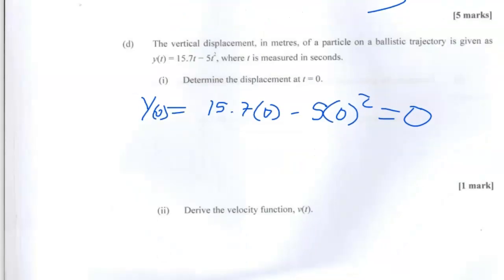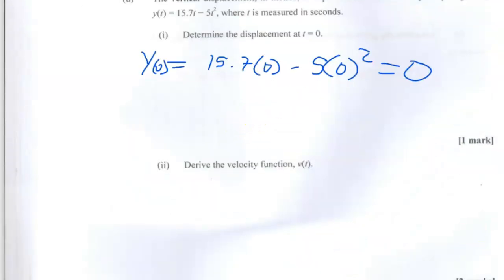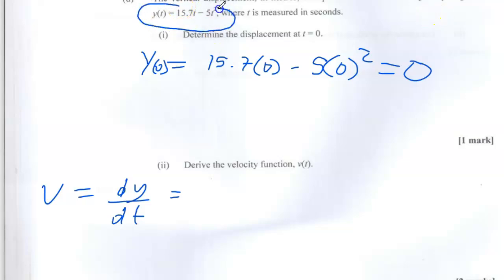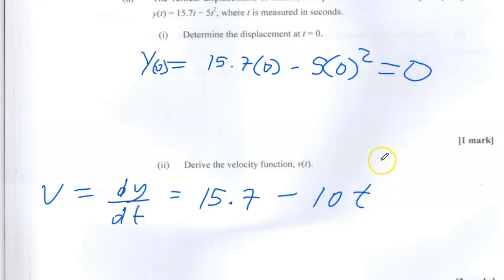Determine the velocity. To get velocity we differentiate displacement. So velocity is change in displacement over time, that's dy by dt. So dy by dt: you multiply by the t power and subtract 1 from the t power. So differentiate 15.7t, that's 15.7. Differentiate the next term, 2 times negative 5, that's 10t to the power 1, which is just t.